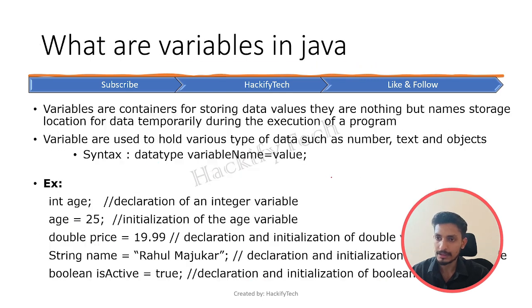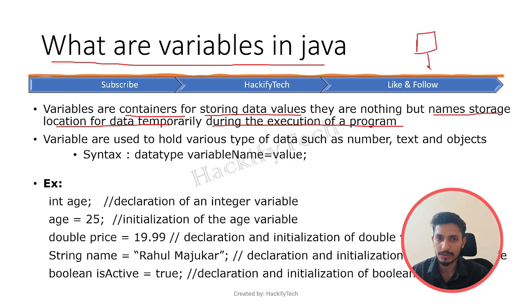In this series, we have a next question, that is, what are variables. Variables are containers used for storing data values. They are nothing but a name, a storage location of data temporarily during the execution of a program. They are stored temporarily, not permanently.